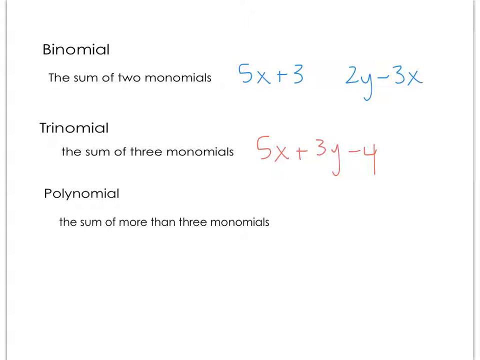And lastly, polynomial, the sum of more than three monomials. So anything that's more than three. So 4, 5, 6, it could have however many terms. If I give an example, we could say 2x plus y minus 2 plus 2x squared. So all different terms. And when I say different terms, that means that all the variables or the exponents on the variables are different, so we cannot combine any like terms, and each term is in itself separate.